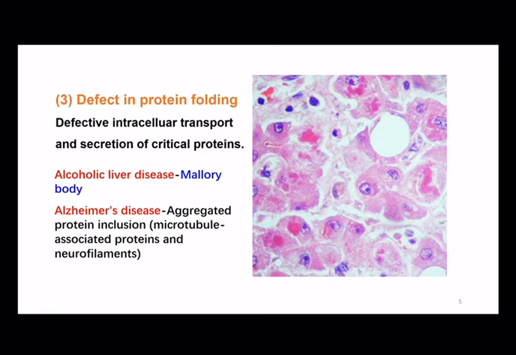In Alzheimer's disease, we also find protein inclusion aggregates. They are neurofibrillary tangles, consist of microtubule-associated proteins and neurofilaments.